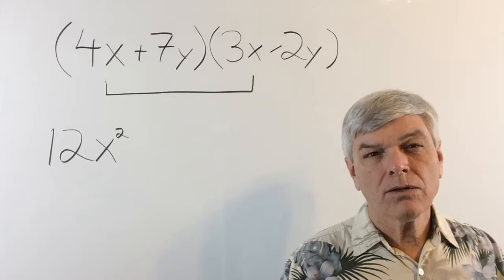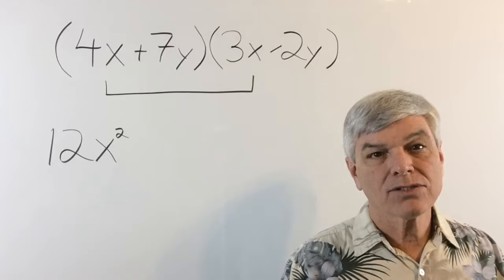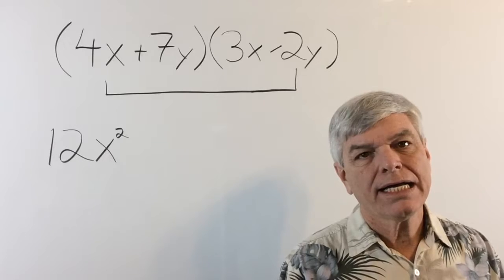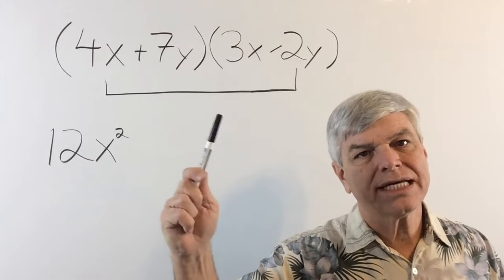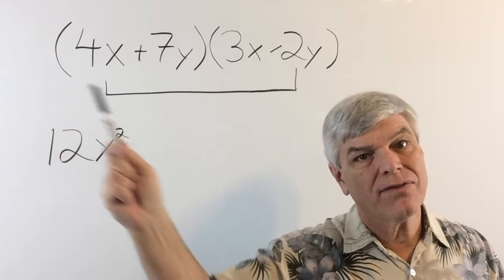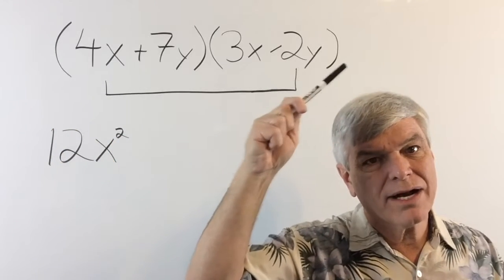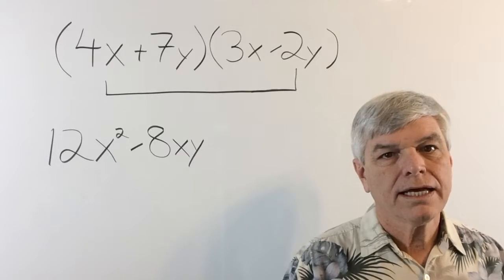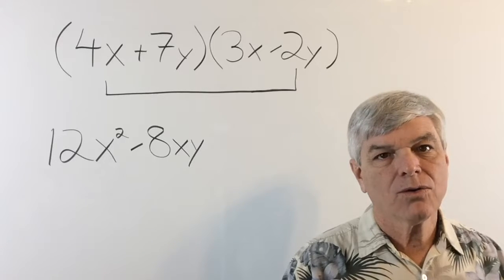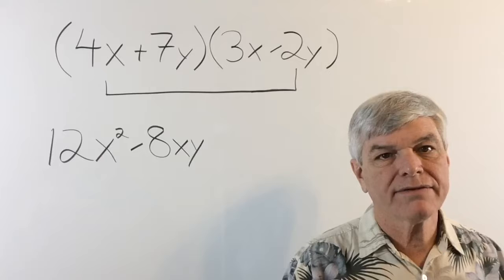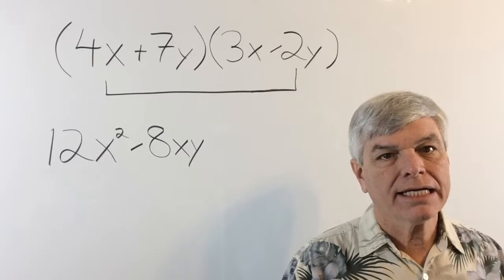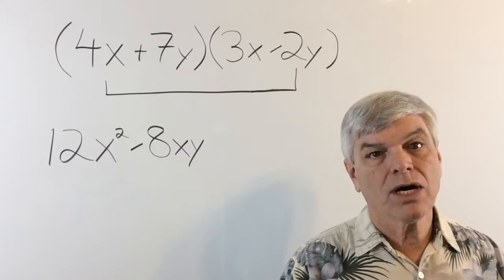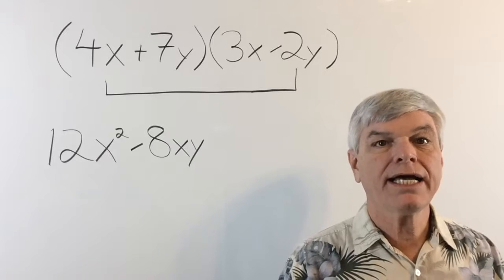Okay, FOIL, we did our first terms. O, our outside terms. That's right, 4x and negative 2y. If we're looking at all these terms, what's the outside term? This is the farthest one out in this direction, and this is the farthest one out in that direction. So if that's helpful, those are the outside terms. And that gives us negative 8xy. I hope you can see that 4 times negative 2 is negative 8. X times, well, there isn't anything to multiply x times, so just put that there, and nothing to multiply the y times, so x times y is just xy.